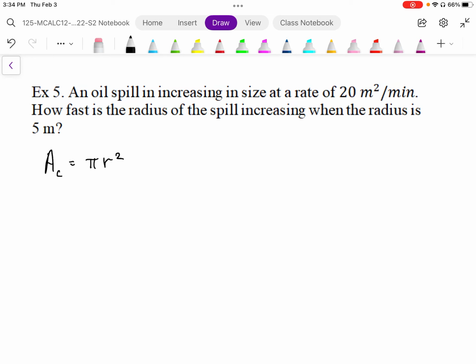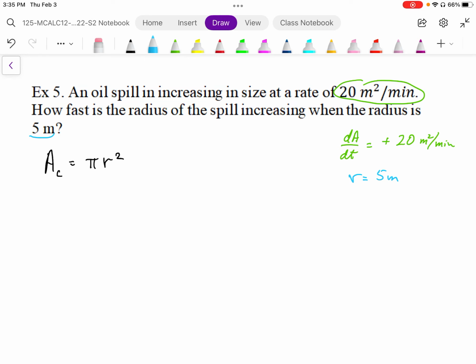Okay, so we need to identify the relationship. We have a formula. Now, what have we been given here? We've been given the change in area over the change in time, dA/dt, which is positive 20 meters squared per minute. And we've been given the radius value: r is equal to 5 meters.